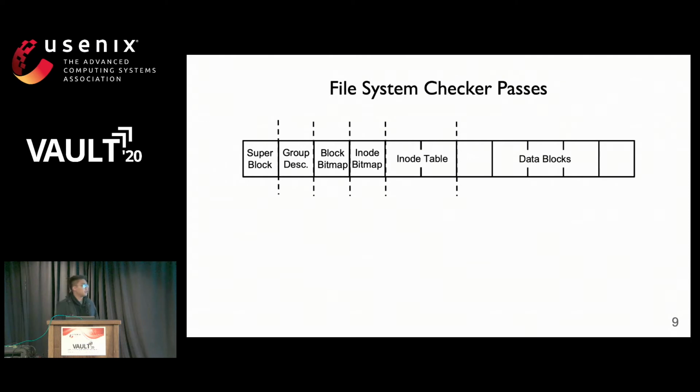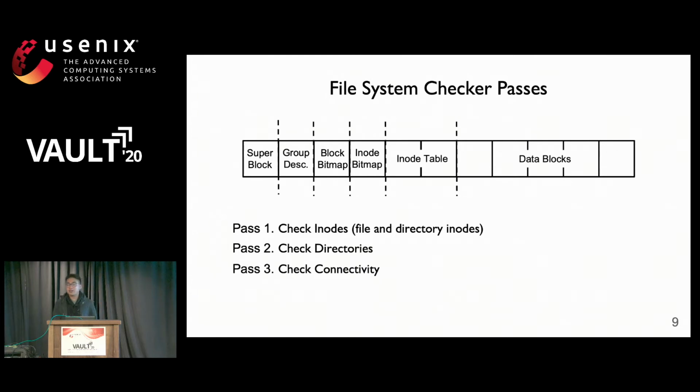Now, to recall, FSCK consists of 5 logical passes. The first one checks inodes, the second one checks directories, the third one checks connectivity, the fourth one checks reference counts, and the last pass checks cylinder groups.